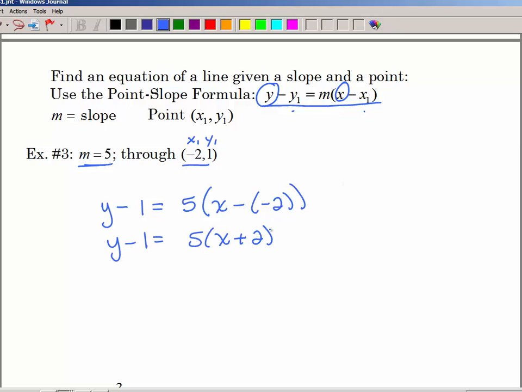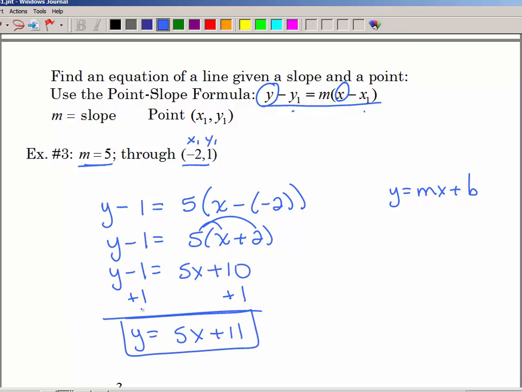But we want to write our answers in that slope-intercept form. So we want our answer to look like y equals mx plus b. In other words, we need to solve for y. So I'm going to go ahead and distribute that 5, and then I'm going to add 1 to both sides. So there's our answer in slope-intercept form.